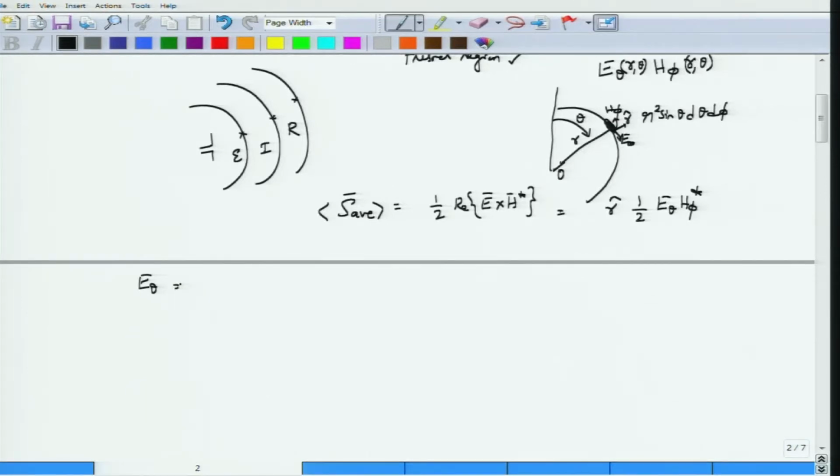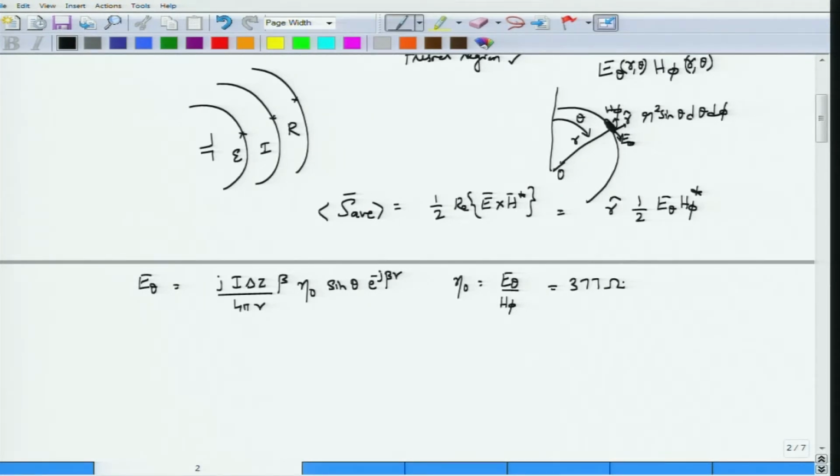Let us recall what E_θ is. If you remember, E_θ was j I Δz β divided by 4πr, then there is a constant η₀ sin θ e^(−jβr). You can see that all these things are essentially going to be constant for a given value of r. The only dependence on the variable comes from the sin θ dependence for E_θ. What is η₀? η₀ is the impedance of the free space medium, given by E_θ by H_φ. This is the free space intrinsic impedance, and it is equal to 377 ohms.